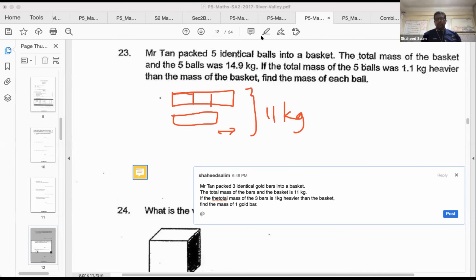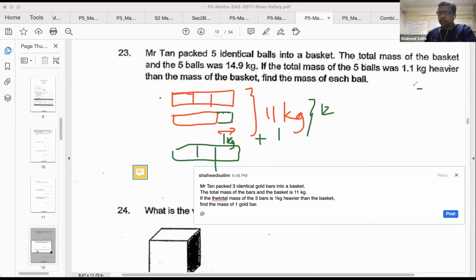Okay, so what am I going to do? This one is 1 kg lighter, so I'm going to add 1 kg. When I add 1 kg, this becomes the same as the 3 gold bars. From here, I add 1 kg and I get the whole thing. It becomes 12 kg. So what equals 12 kg? How many gold bars do I see? 1, 2, 3, 4, 5, 6. 6 gold bars, 6 units.